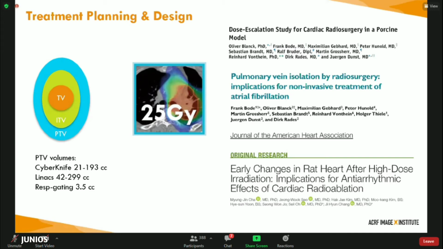There is speculation that the radiobiology and dynamics of radiation-induced injury of healthy animal heart tissue may differ to that of myocardial scar in the human heart, or that there may be different mechanisms contributing to that antiarrhythmic effect, including inflammation, necrosis, and fibrosis.